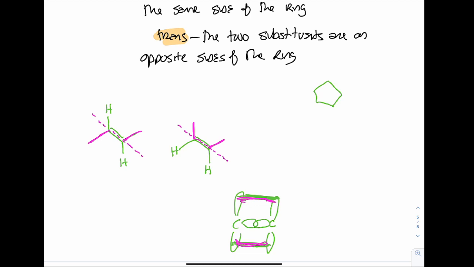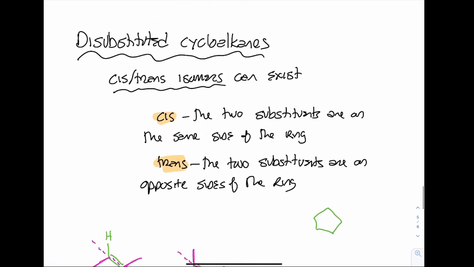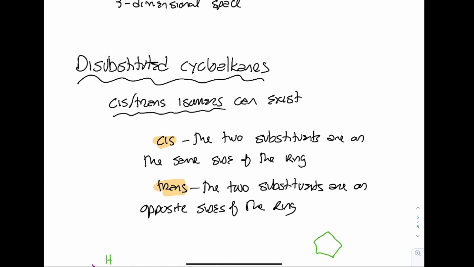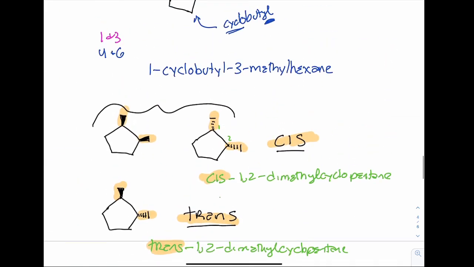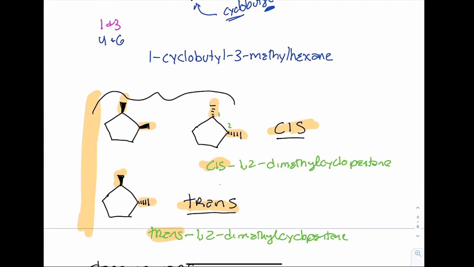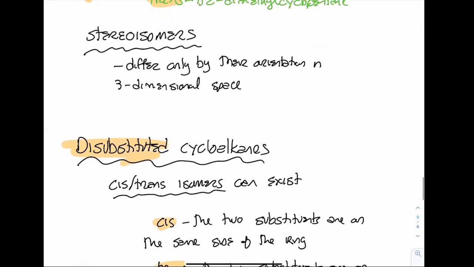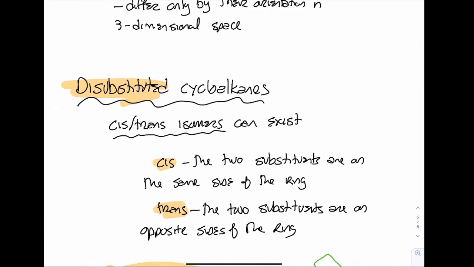What I started to say is that as soon as I put another group on here, I can't use cis trans anymore because now two of those groups are cis to each other and two of them are trans to each other. So we're eventually going to use a different set of nomenclature, a different way to designate those. Cis trans only apply when it's di-substituted. Di meaning two. I have two non-hydrogen groups. So two groups here that are not hydrogen. If we go back up and look at my cyclic ones, two groups that are not hydrogen. So two non-hydrogen groups, di-substituted, is where that's going to work for us.